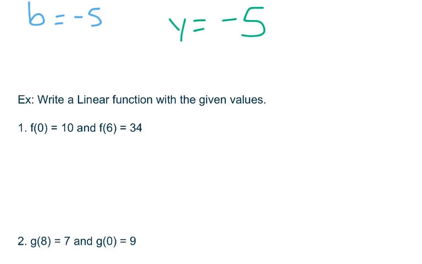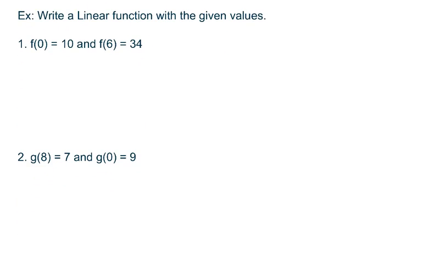All right, let's try another couple here. Different setup: write a linear function. So we're going to be given a problem in function notation. So when we do this, our answer is going to be written in function notation. Okay, so f of 0 equals 10 and f of 6 equals 34. We should probably decode what this means. f of 0 equals 10 really means the point (0, 10), and f of 6 equals 34 is the point (6, 34). That's what that notation means. So once we have our 2 points, then it's the same problem.